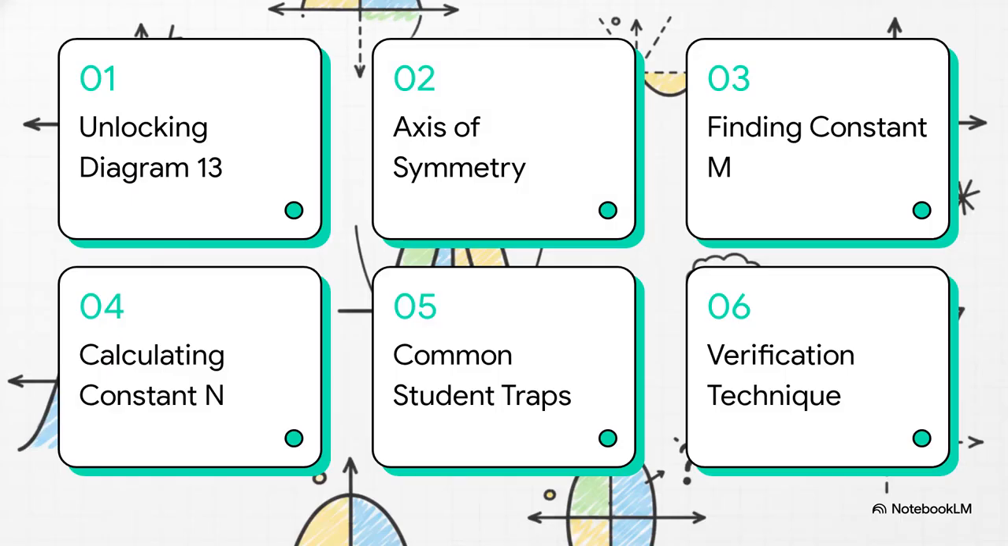So here's our game plan for breaking this puzzle down today. 1. Unlocking the diagram. 2. Finding the axis of symmetry. 3. Finding constant m. 4. Calculating constant n. 5. Spotting common student traps. And finally, 6. A killer verification technique to guarantee your marks.